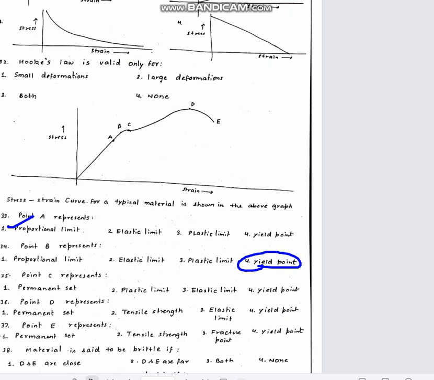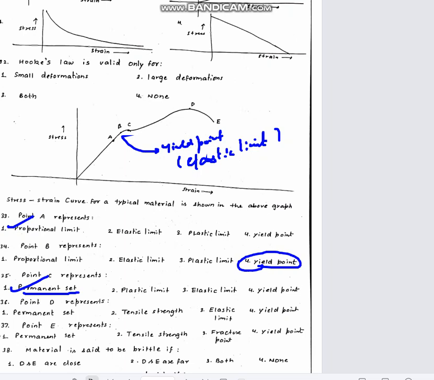The physical significance of B or the yield point is that, this is also called as elastic limit, because if you apply a force such that strain extends beyond B, then there will be a permanent deformation as given by point C. So point C represents permanent set or permanent deformation, so one is correct.